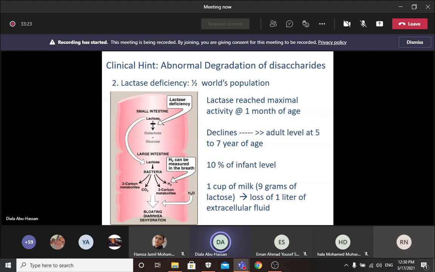Many people get this enzyme reduced in level, يعني الكمية or amount, or reduced activity of the enzyme, depending, but the result or the end result is the same, that this enzyme is reduced or activity is reduced, resulting in a problem in digestion of lactose.